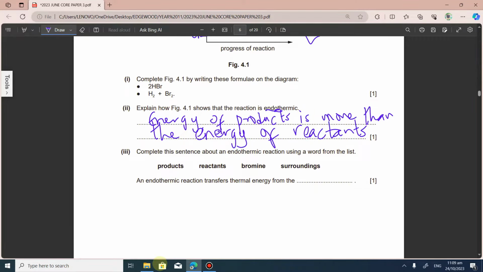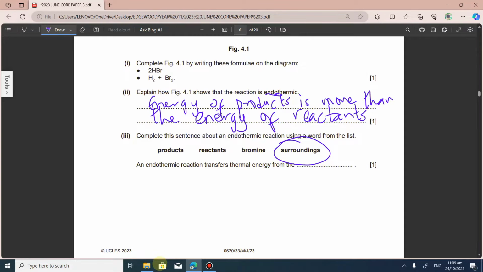So the next question says, complete this sentence about an endothermic reaction using a word from the list. An endothermic reaction transfers thermal energy from, the thermal energy is absorbed from the surroundings. So that is how the transfer occurs. So surroundings is the answer to this question.